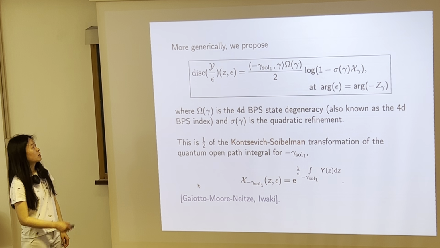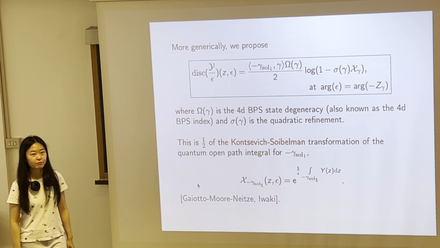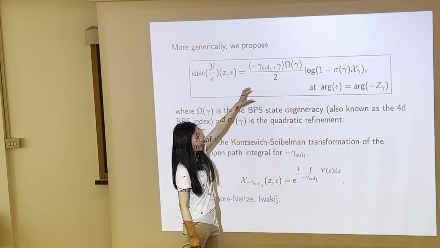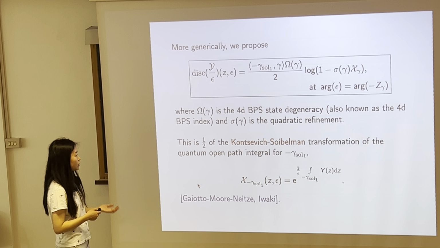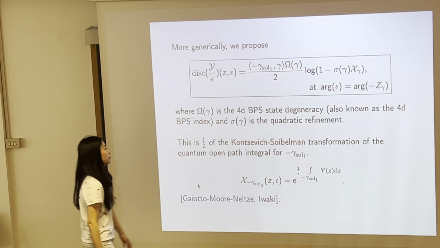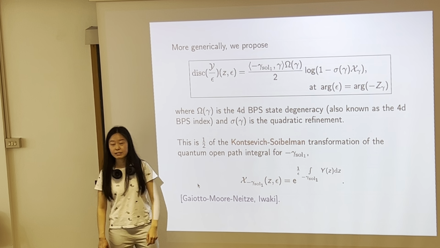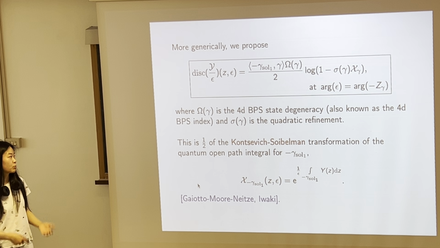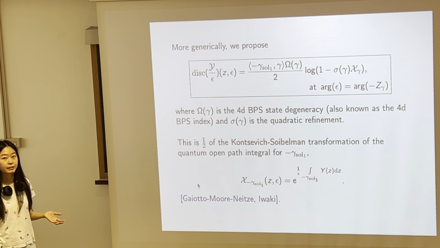And more generically, the proposal for this discontinuity is again expressed in terms of quantities appearing in physics, where we have the intersection number of the soliton you used to regularize your solution, and γ, which is the 4D BPS state charge that you are considering the discontinuity at. And here is this term log(1 − σ x_γ), where σ is some quadratic refinement. Basically, it is either 1 or −1, depending on whether the BPS state is a vector multiplet or a hypermultiplet.